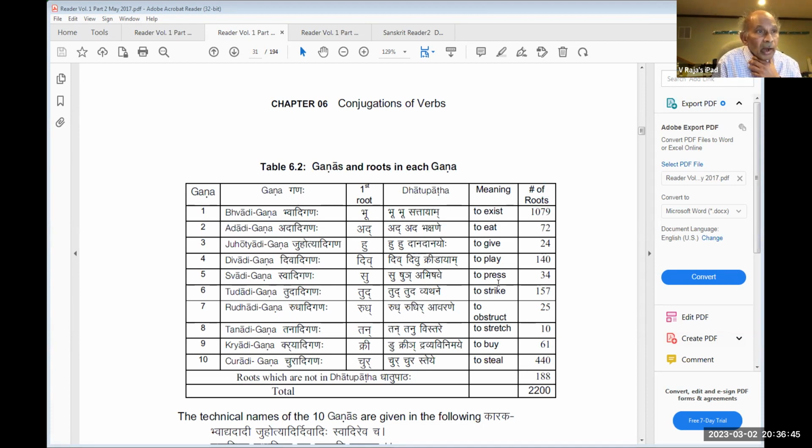And we are going to spend a lot of time on the first gana. All the roots in the first gana, or not all, most of them behave the same way. There could be some exceptions. Likewise, in the fourth gana, most of these 140 roots behave the same way with some exceptions. And the 10th gana, 440 roots, with some exceptions. So we are going to spend a lot of time on the 1, 4, 6 and 10 ganas. Then we'll spend little time on other things.